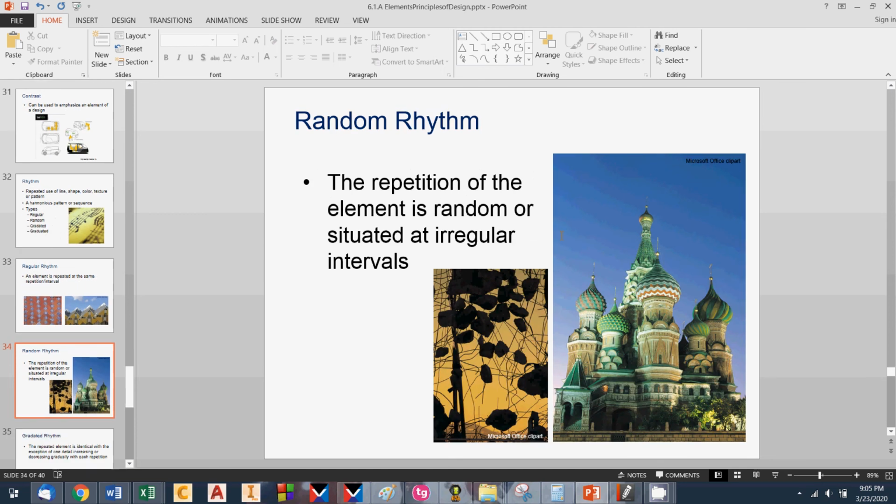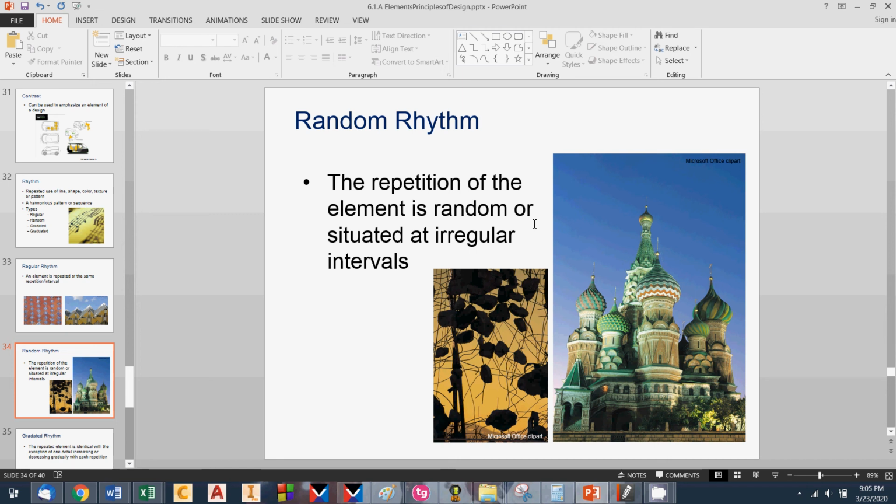Random rhythm is the repetition of these shapes, the similar shapes, but they don't have to be equally spaced. They don't have to be exactly the same. The Kremlin here in Moscow, you see the onion bulb shaped tops on the individual towers. If you look at them, almost all of them are different in one way or another, but they have enough in common that you see the same type of general idea over and over again.